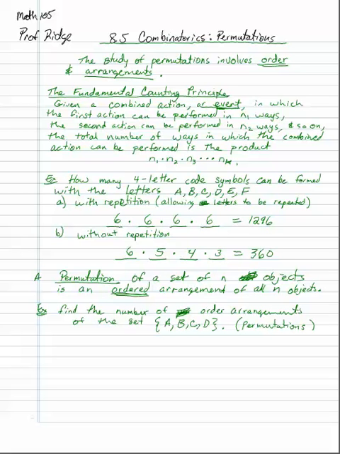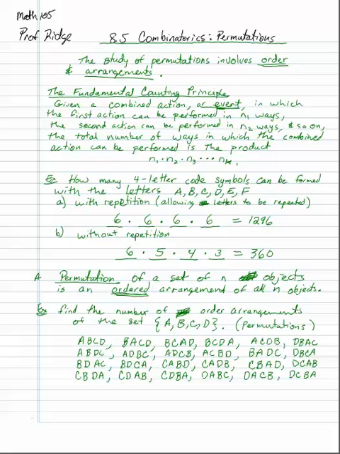Okay, so find the number of ordered arrangements of set A, B, C, D. So again, we're looking for the number of permutations. That's the same thing as saying find the number of ordered arrangements. So you can have A, B, C, D. You can have B, A, C, D. You can have B, C, A, D. You can have B, C, D, A. You can have, let's see, A, B, D, C. Okay, so I went ahead and wrote them all for you so you can see.